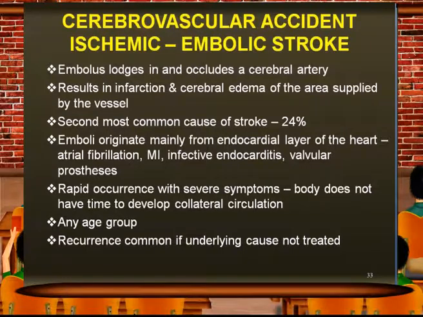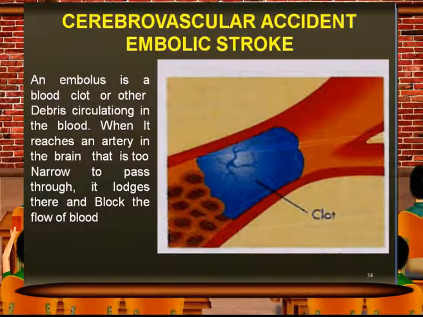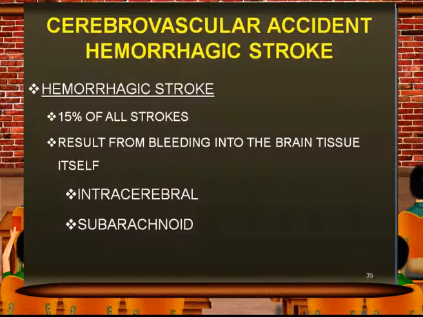This is another picture which suggests the embolic stroke. An embolus is a blood clot or debris circulating in the blood that reaches an artery in the brain that is too narrow to pass through, and therefore both things play a part in this. One is the plaque formation, another is the thrombus.